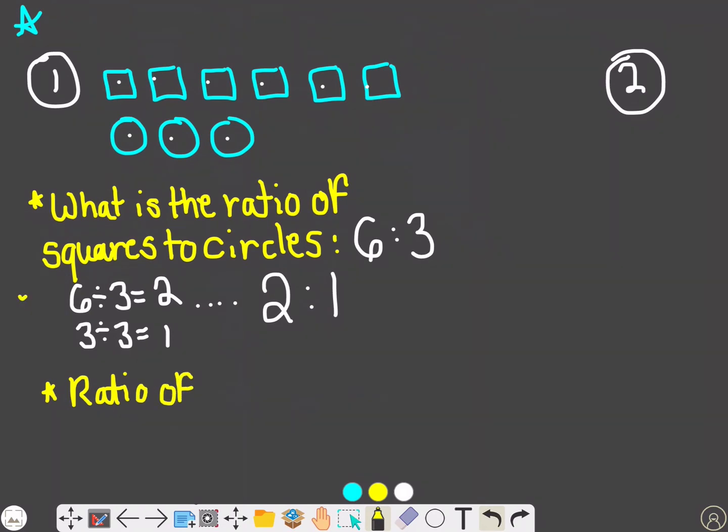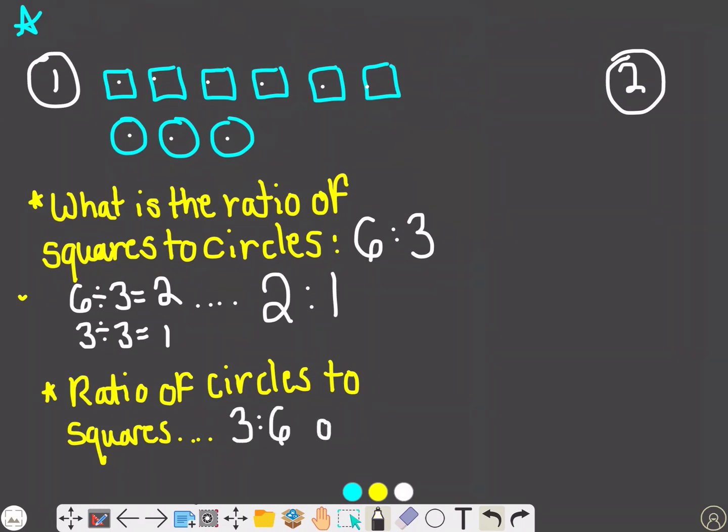Another way we could do is we could flip this question and say, well, what's the ratio of circles to squares? We already know that there's 6 squares and 3 circles, but the ratio is going to be written differently. It's going to say, well, there's 3 to 6, meaning there's 3 circles to 6 squares, or for every 1 circle, there's 2 squares.